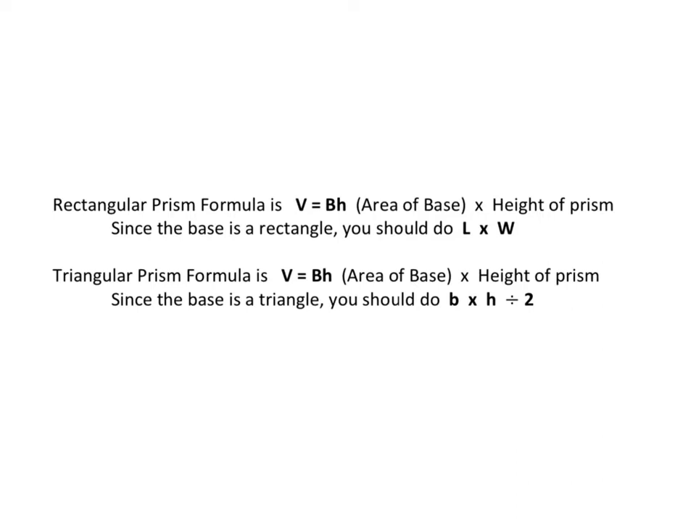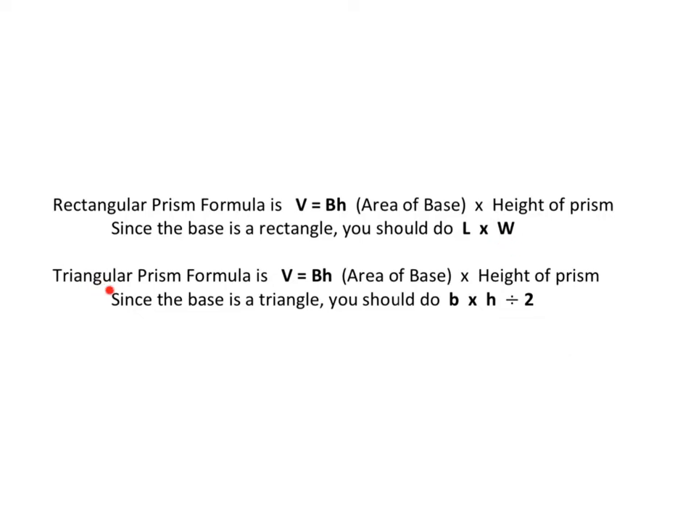Now a rectangular prism, the formula is volume equals big B times H. Big B stands for area of base. It's very, very important that you remember that. It's not just base, it is area of base for the big B. Then the H is the height of the entire prism. Since the base is a rectangle for a rectangular prism, the name tells us what the base is. You should do length times width for your base.